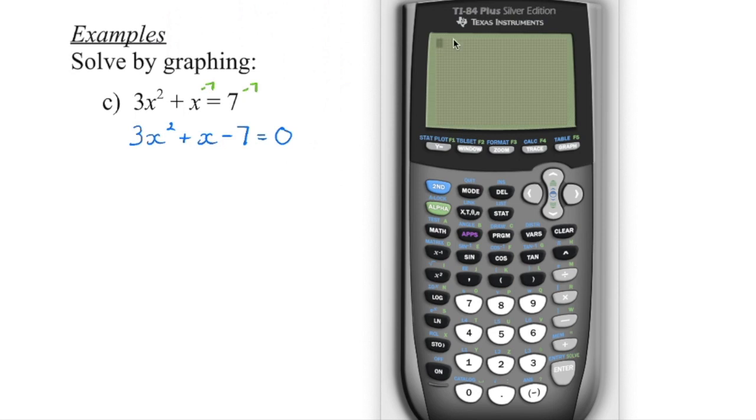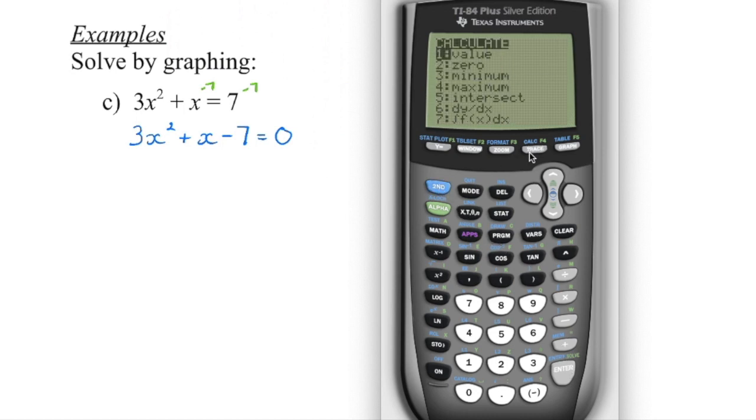And now we can go ahead and enter that 3x squared plus x minus 7. We're going to go ahead and graph this, and then same thing, we're going to go second function trace, number 2, and we're going to scoot the cursor over here so that we're on the left, enter, so that we are on the right, enter, guess. And again, you can verify that.